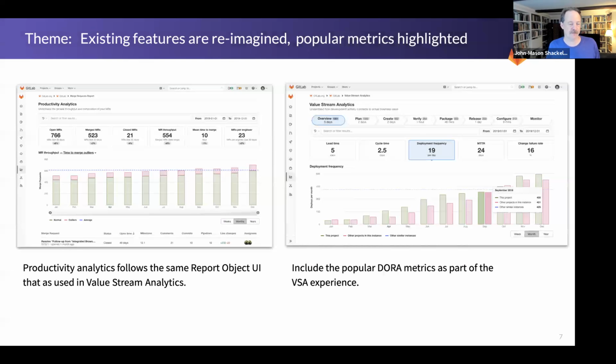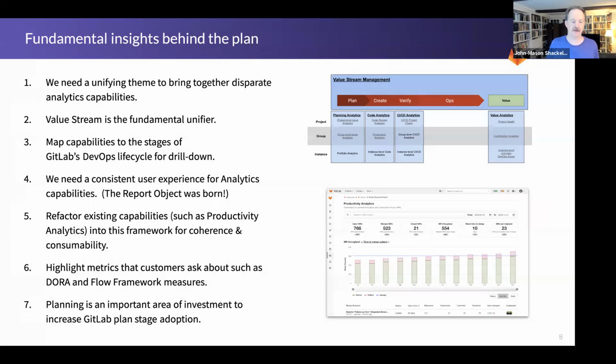And then we went on to reimagine how existing features like productivity analytics could be reimagined into this new framework. And we'd also decided to focus on metrics that are areas of interest for our customers, such as the DORA metrics or the flow framework metrics. I think there are 7 fundamental insights behind this plan, and they really resonated with me when I first saw this video back in January. And these are the 7 points.